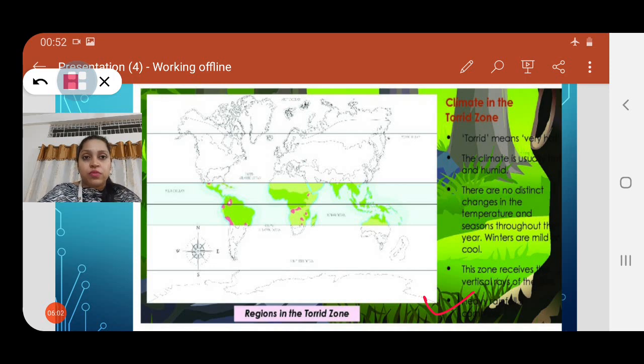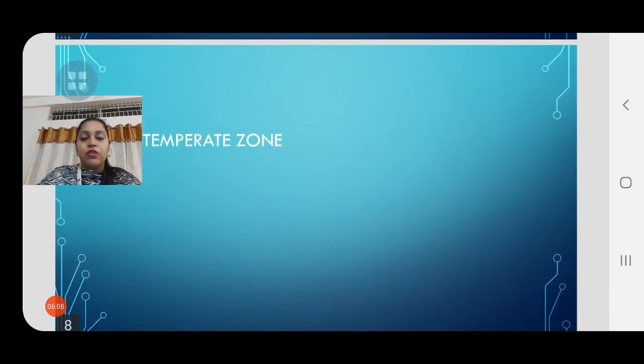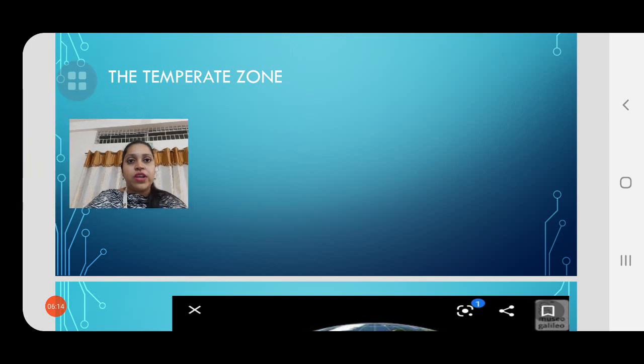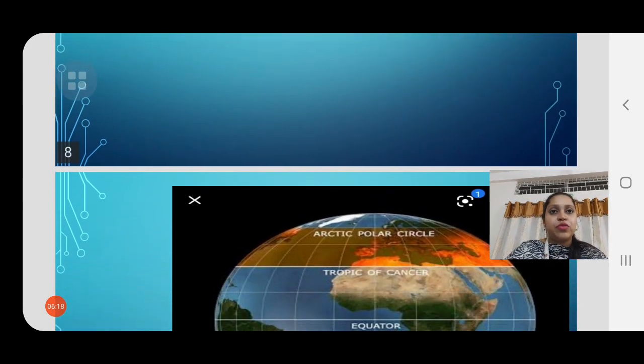It's very interesting, and we'll study in the later part of the chapter what type of trees are found in these zones. Okay, so children, let's proceed to our next zone, which is the temperate zone. So I told you three zones are there. The first is the torrid zone, and this is the temperate zone. Now children, what is the temperate zone? We'll come to know.